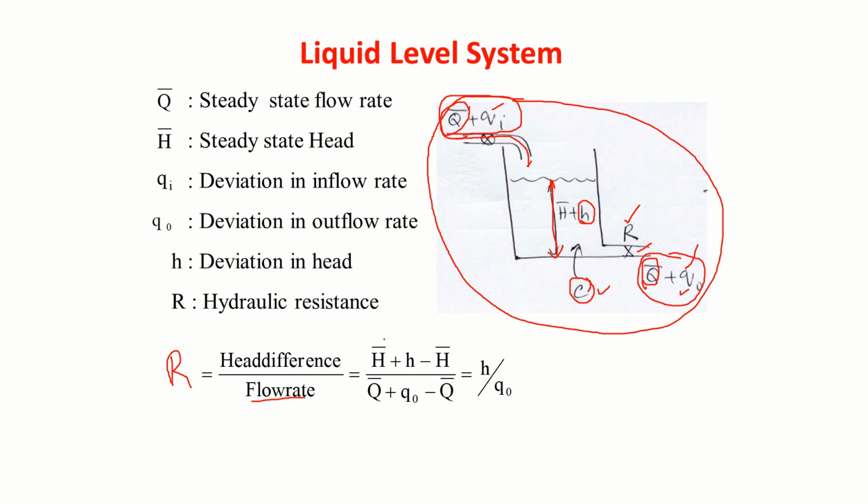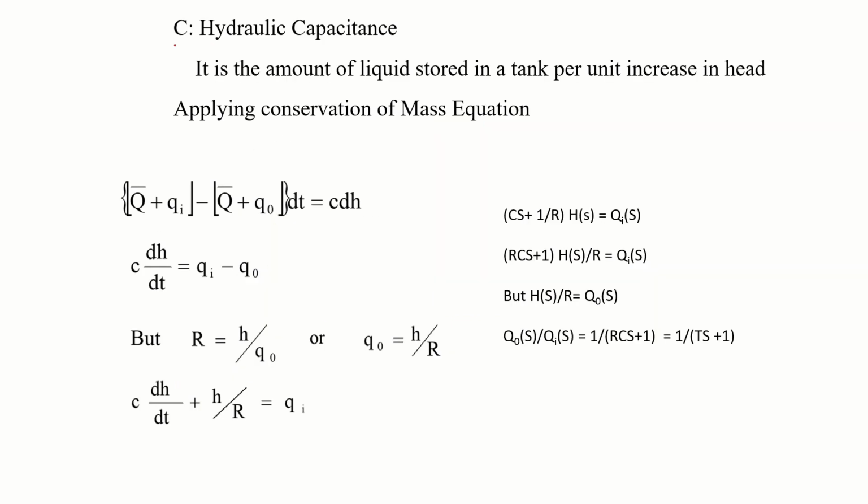So initially the head was H bar. Now at a given instant the head is, say, H bar plus H. So the difference in head is H. When the head was H bar, the flow rate was Q bar. Now the outflow rate is Q bar plus Q naught. So change in flow rate is Q naught. Let us call this as hydraulic resistance. So we'll define hydraulic capacitance. It is defined as amount of liquid stored in a tank per unit increase in head.